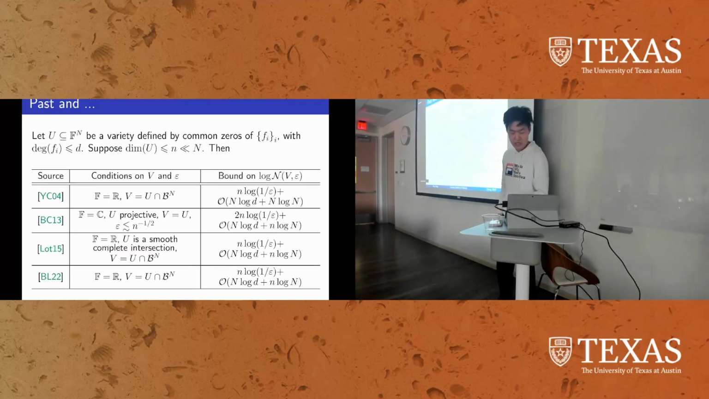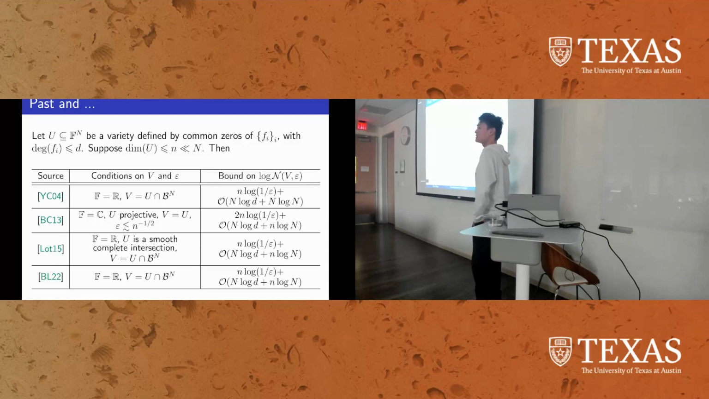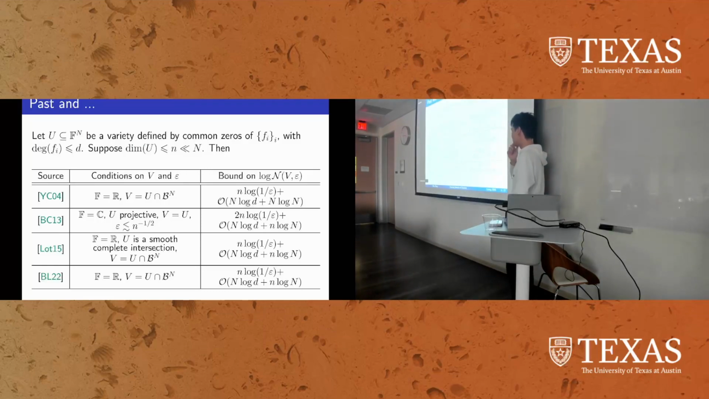And there is a sequence of work that basically tries to improve this result, and the linear term always stays the same. So you get dimension times log 1 over epsilon, but they improved the nonlinear term here. And the very recent result by Basu and Lerario in 2022 proved that the nonlinear term can be reduced to big N log D times intrinsic dimension times log big N. So this is the most recent result I'm aware of.